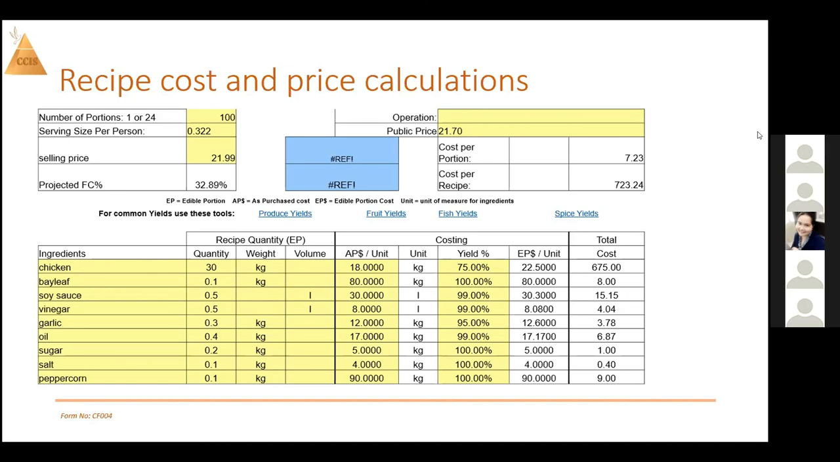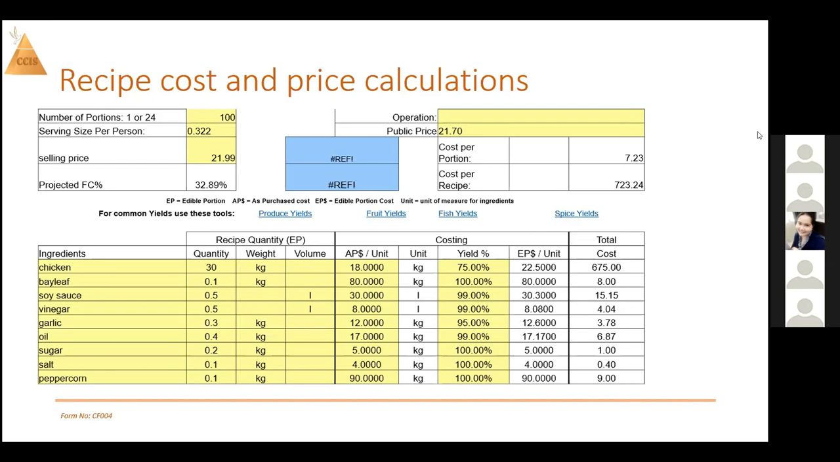And then it will give you the total. So it gives you a cost per recipe for the total. That's 723.24. And then for the cost per portion, it takes the 100 portions you've allocated, and it divides your cost per recipe through that, and that gives you the 723. So our cost per portion is 723.